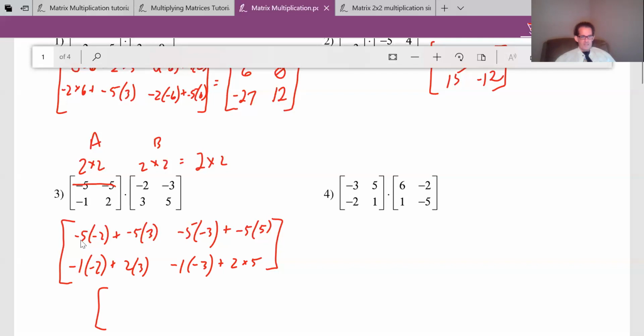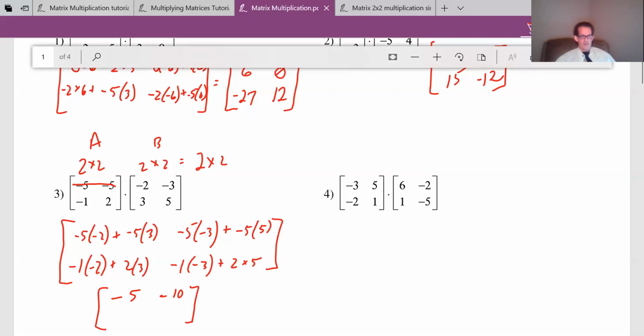Okay, and I have negative 2 times negative 5 is positive 10, and I have negative 5 times 3 is negative 15. So positive 10 plus negative 15 is going to be negative 5. Okay, then this next number over here, negative 5 and negative 3 is positive 15, and negative 5 and positive 5 is going to be negative 25. So if I have 15 plus negative 25, I'm going to have negative 10. All right, let's look at this number right here.